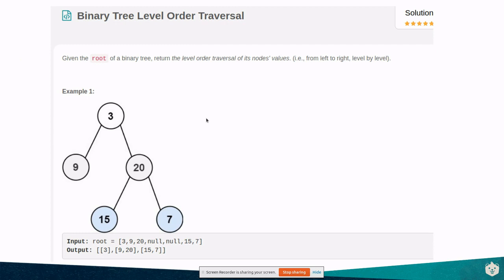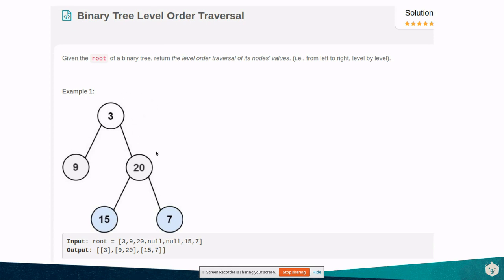Okay, so with that, let's get into the first problem. This is a very basic problem called binary tree level order traversal. Given the root of a binary tree, return the level order traversal of its nodes' values.